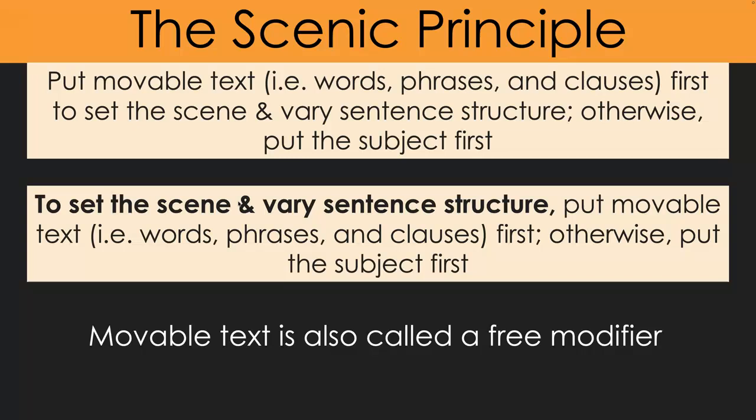Again, this movable text is called a free modifier. We talked about it a little bit in the proximity video, but it's here again. It's something that can move around, and it's often, as you'll see here, when you move it, especially if you put it at the beginning, you offset it with commas. Usually at the end, you can see here, doesn't get commas. Middle or beginning gets commas.